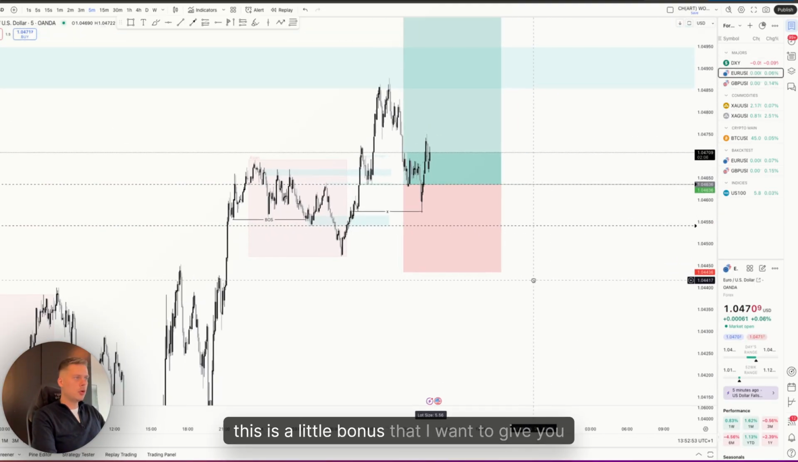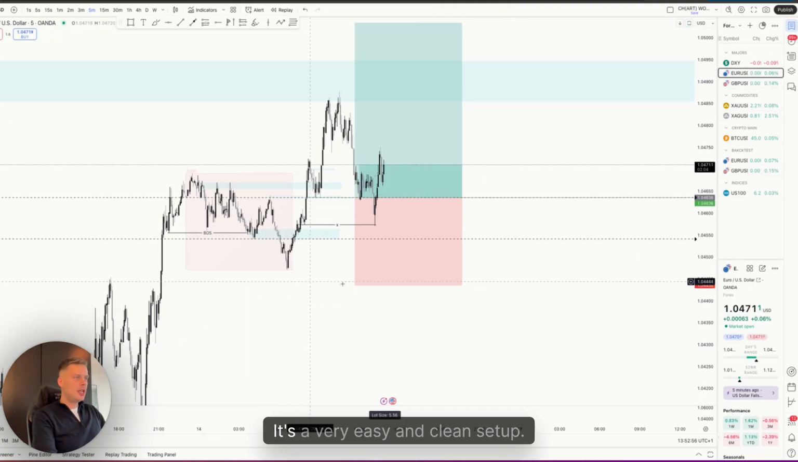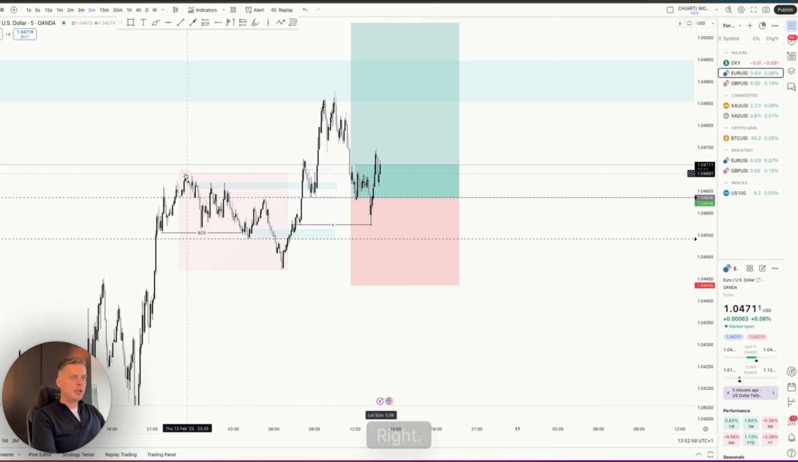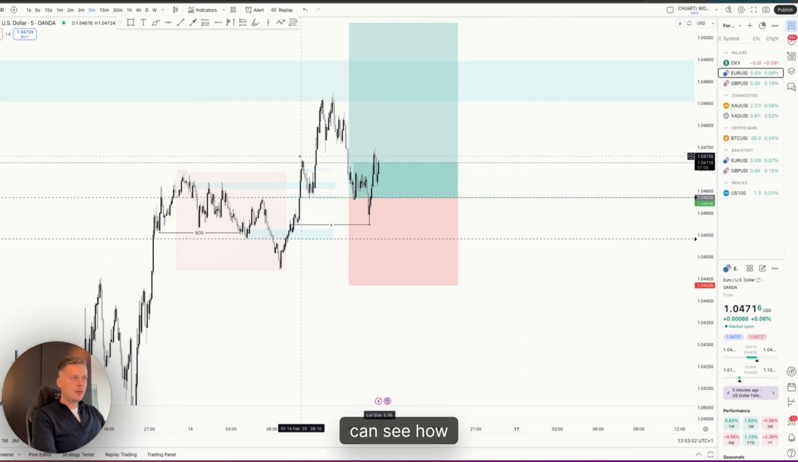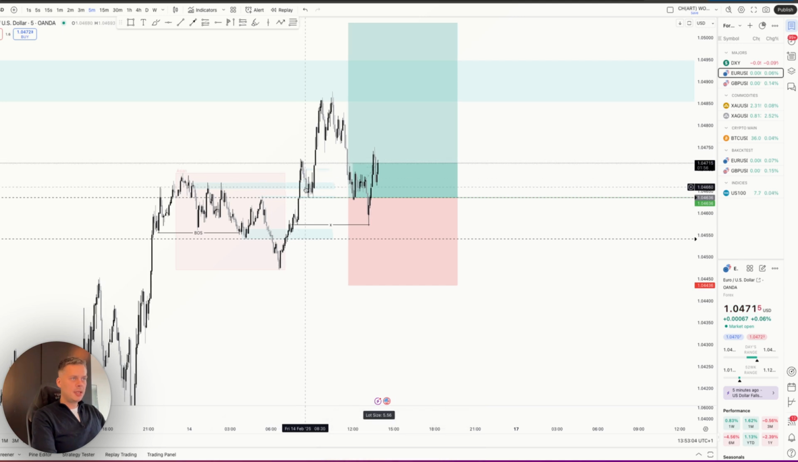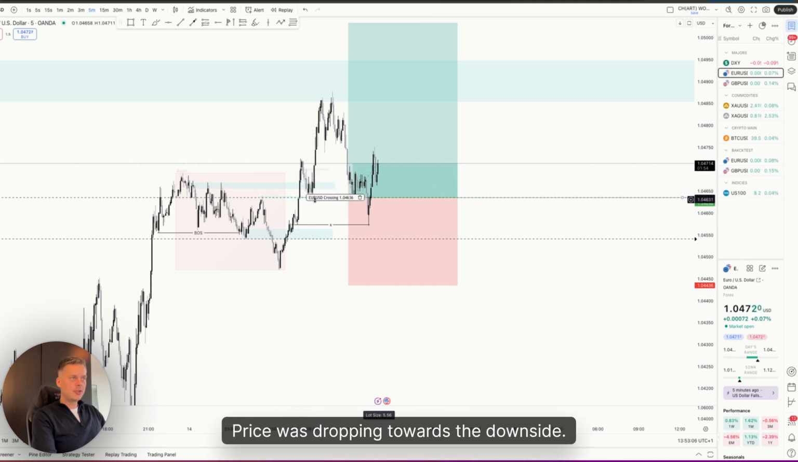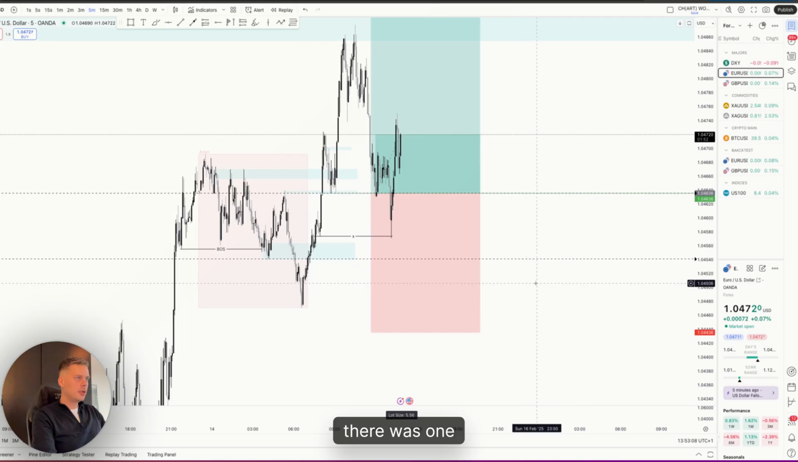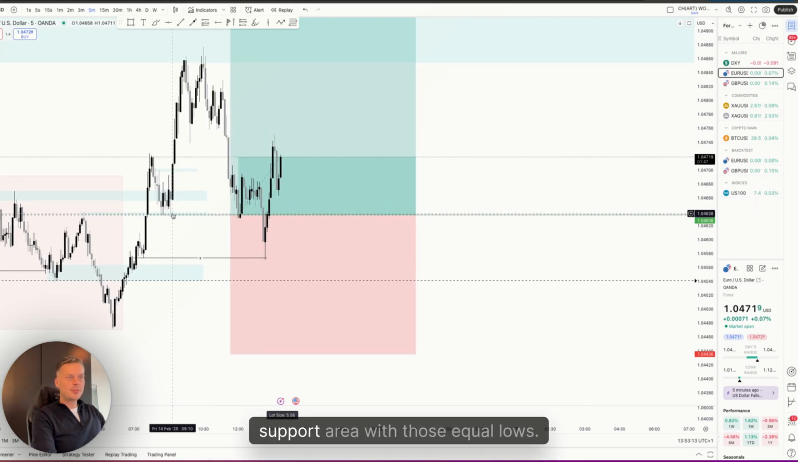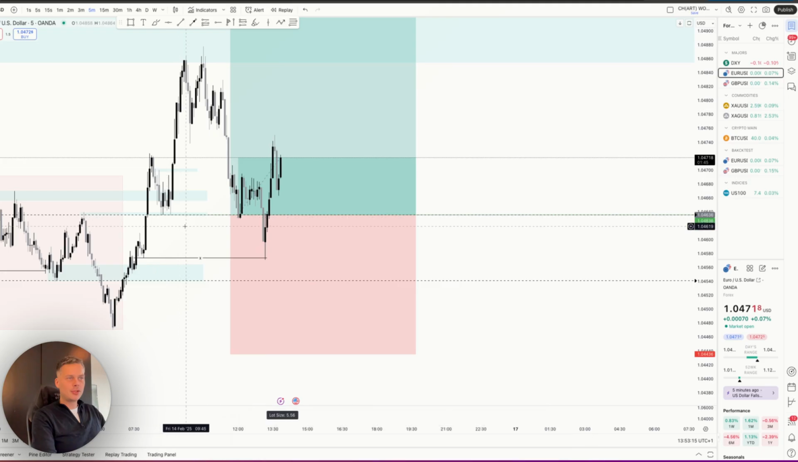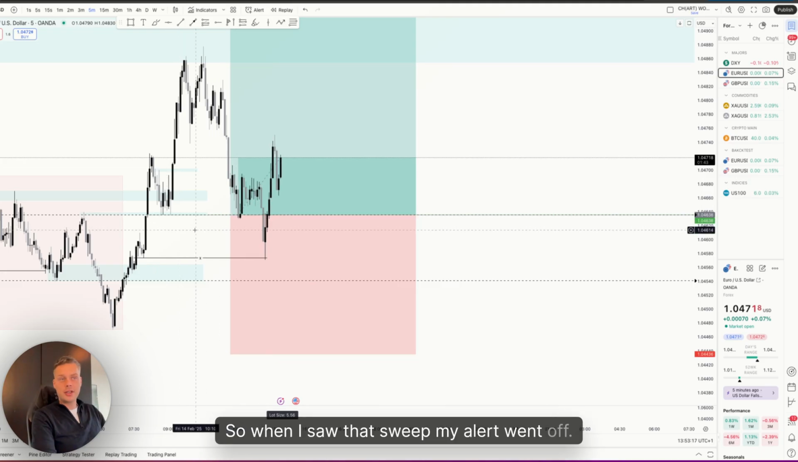This is a little bonus that I want to give you guys. It's a very easy and clean setup. We have the Asian session stepping down, and you can see how price came in. Price was dropping towards the downside, but there was one major difference on EU, because EU left this support area with those equal lows. So when I saw that sweep, my alert went off.